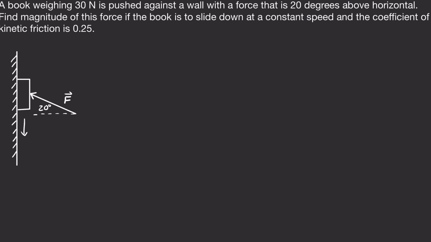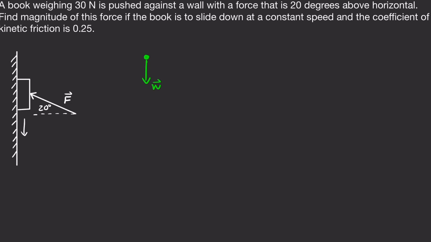Okay, in this last problem, we have a book weighing 30 newtons that is pushed against a wall with a force that is 20 degrees above horizontal. And we're asked to find the magnitude of this force if the book is to slide down at a constant speed and the coefficient of kinetic friction is 0.25. So as always, we're going to draw a free body diagram. So in this case, we have the weight that is straight down, as always.